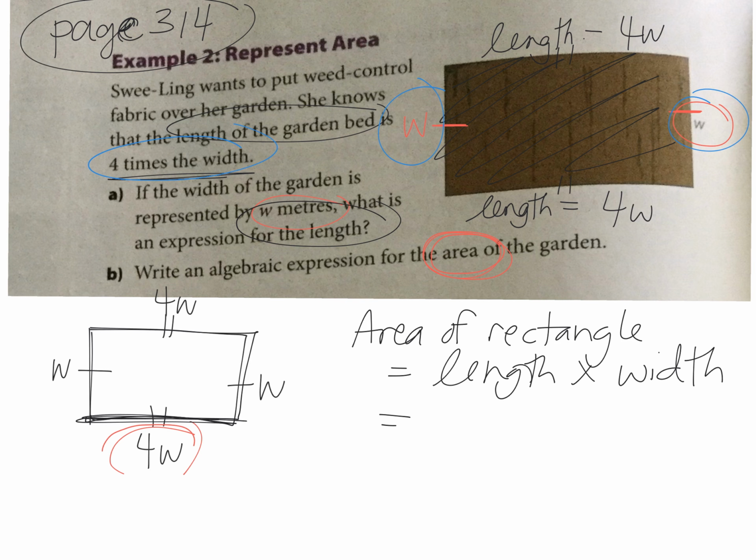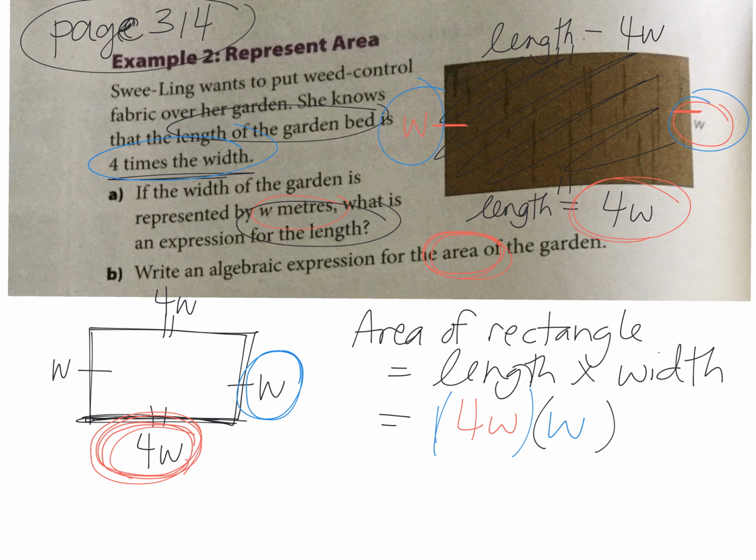4. No. 4W is the length. We talked about this already. 4W. And what's the width of the garden? W. We don't know it. Times W. The area is represented by 4W multiplied by W.